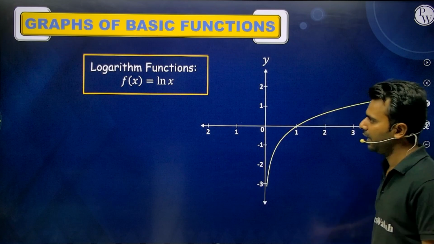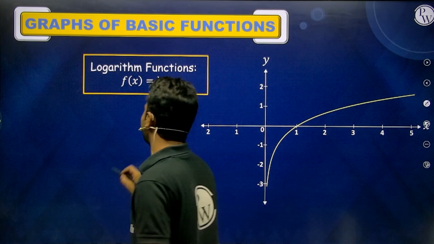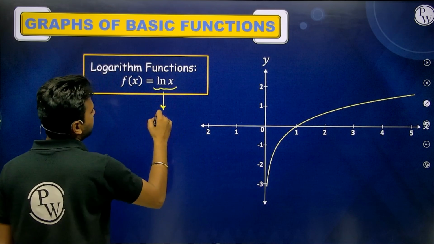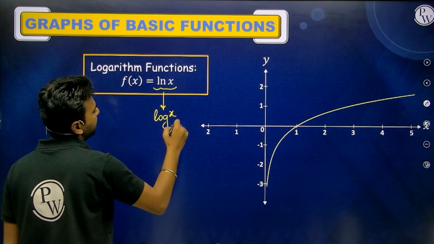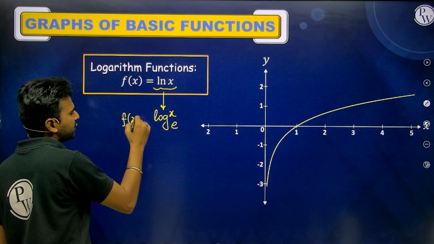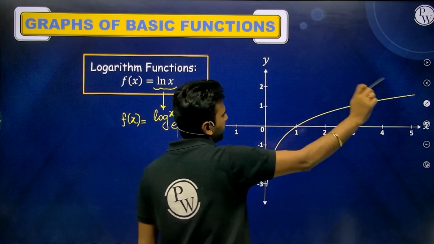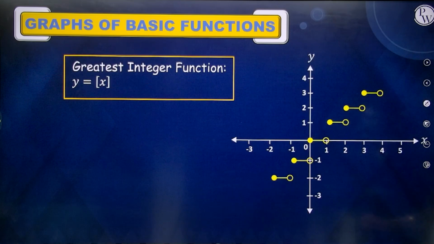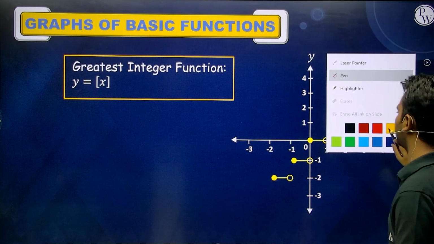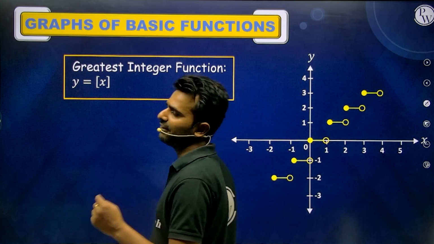Okay. If you want to draw the graph of y equal to ln x, then we know that ln x can also be written as log of x to the base e. Yes or no? If the base is greater than 1, then we have to draw what? Bye-bye shaped graph. Yes?